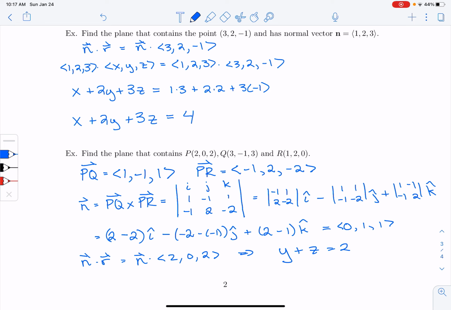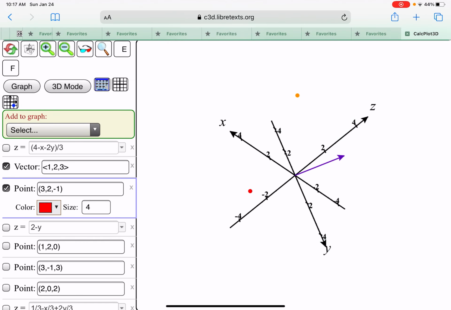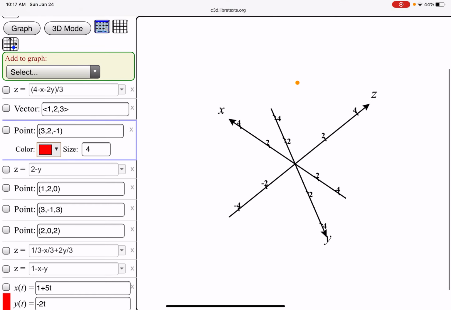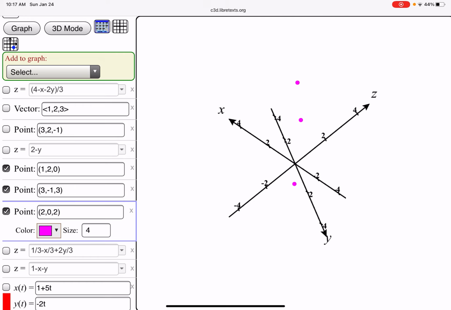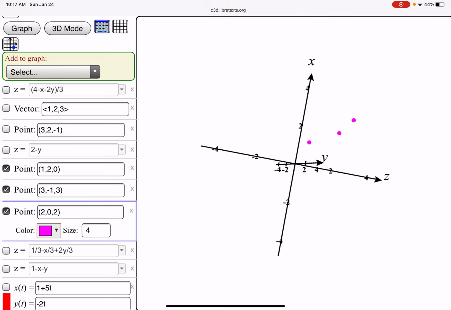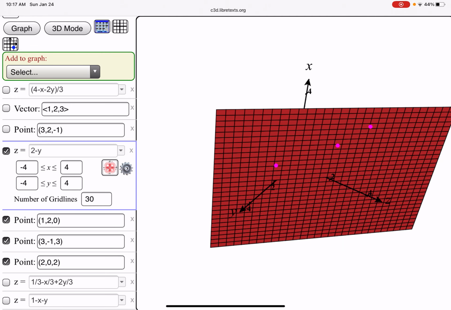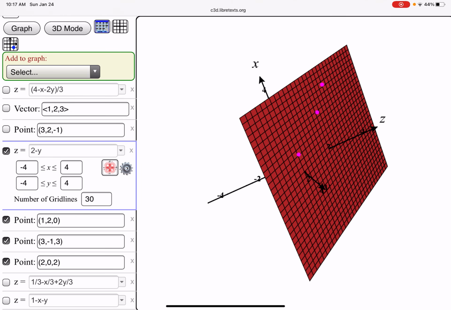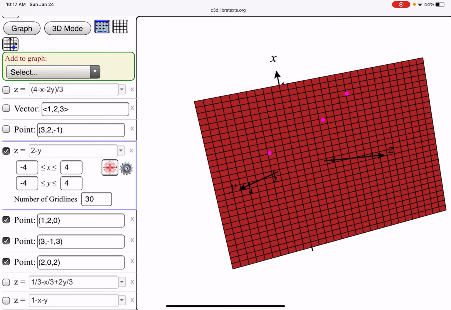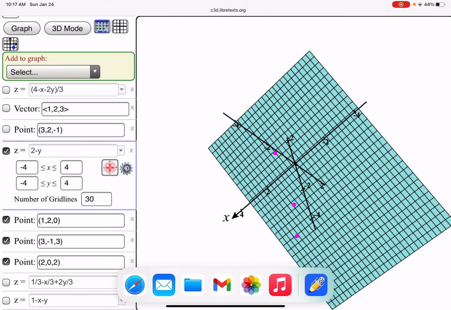So let's look at this as a graph. We have the 3 points: 1, 2, 0, 3, 1, 3, and 2, 0, negative 2. And we want those all to lie in the same plane. And so I'm going to plot y plus z equals 2, which is also z equals 2 minus y. And if we look at that plane, you can see that it indeed contains all 3 points. Let's move on to some further examples.